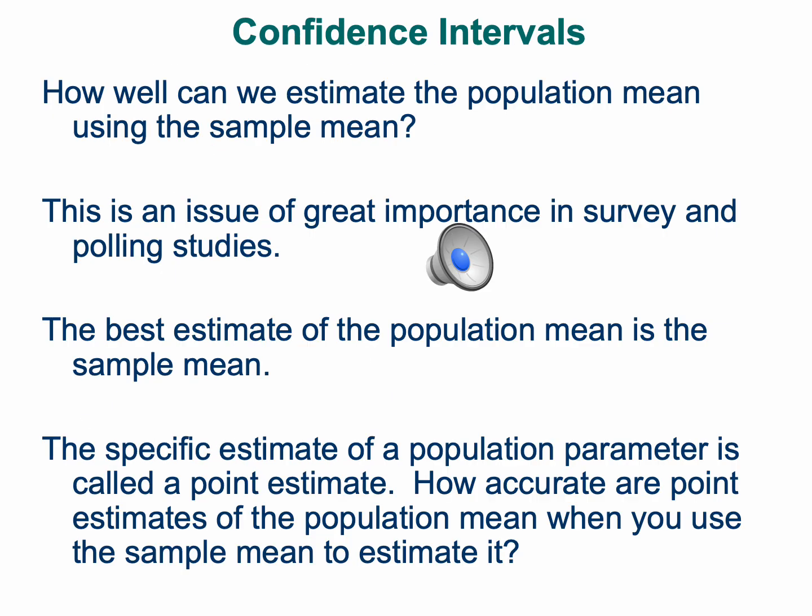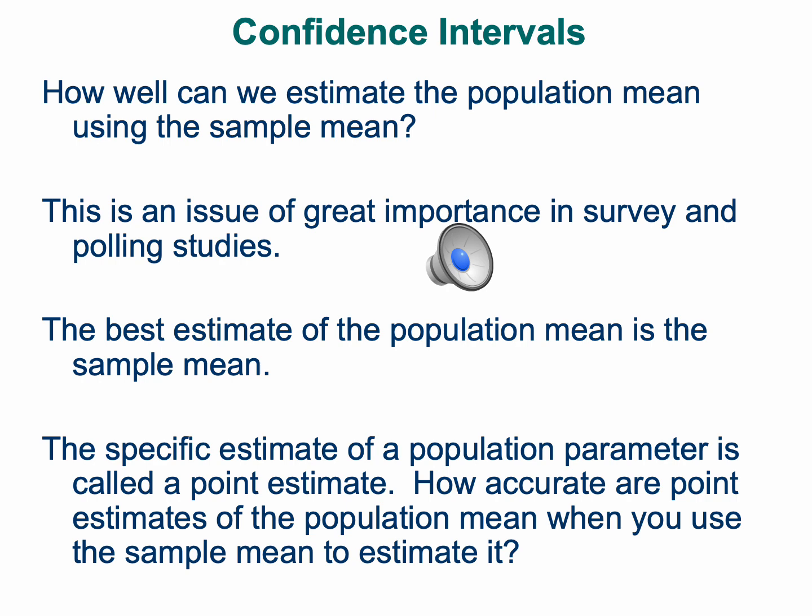Okay, here's an issue that's relevant to hypothesis testing. It's referred to as confidence intervals. And it centers around the basic question you see here: how well can we estimate the population mean using the sample mean? That's obviously a very important question, because if you can't estimate the population mean using the sample mean, this is pretty much a dead enterprise. You have to be able to do that well.